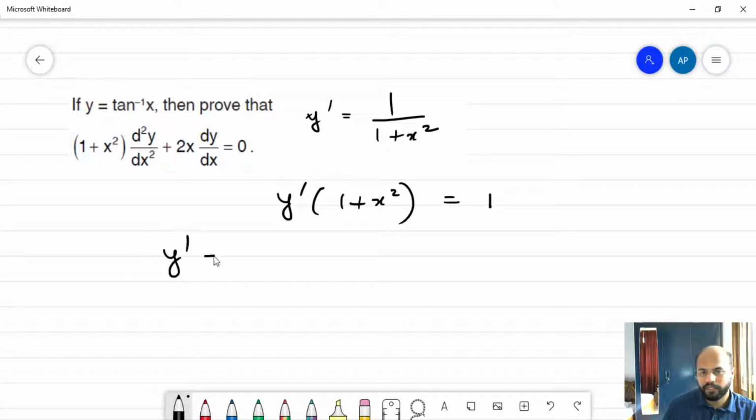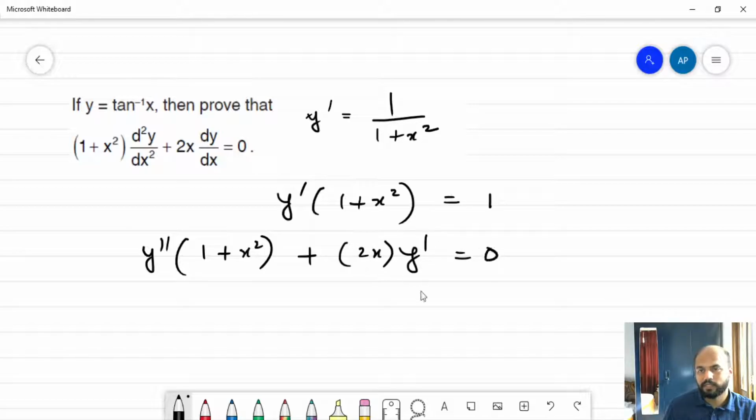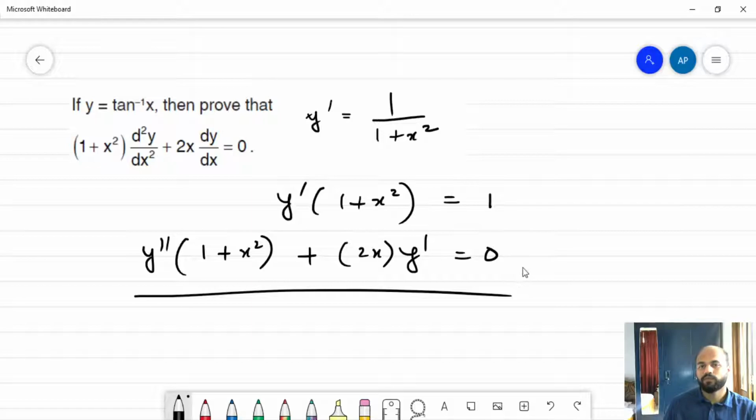So we differentiate according to the product rule, and if you do that, we're going to get y double dash into 1 plus x squared plus 2x into y dash is equal to 0. So this is how we get the answer. That is the answer to this question. This problem came for 2 marks.